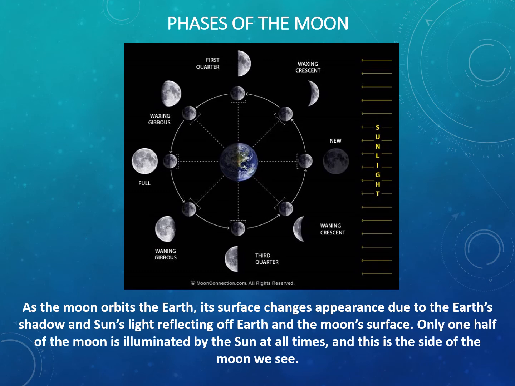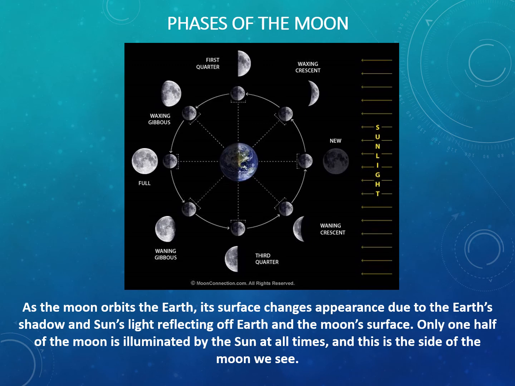As the Moon orbits the Earth, its surface changes appearance, and this is due to the Earth's shadow and the Sun's light reflecting off of Earth and Moon's surface. Only one half of the Moon is illuminated by the Sun at all times, and this is the side of the Moon that we can see.